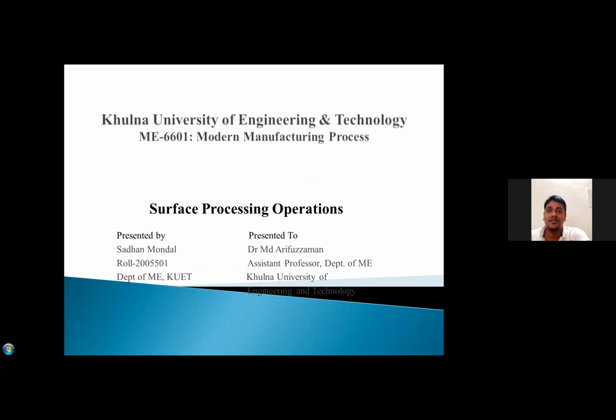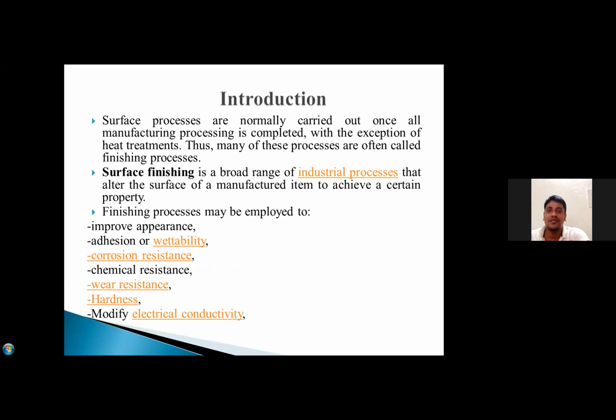My topic is surface processing operations. Now, introduction. Surface processes are normally carried out once all manufacturing processes are completed, with the exception of heat treatments. Many of these processes are often called finishing processes. This is also called surface finishing processes. This is used in industrial processes.